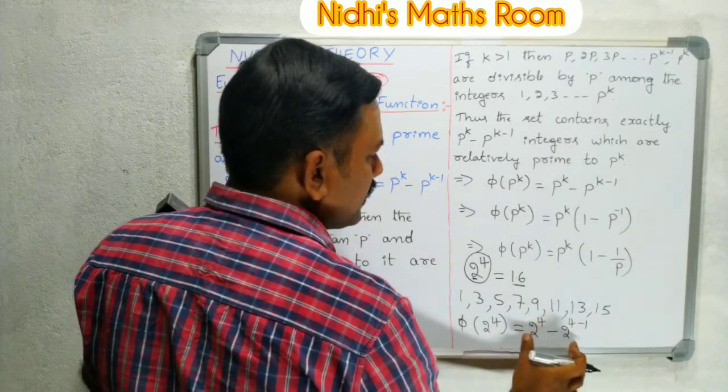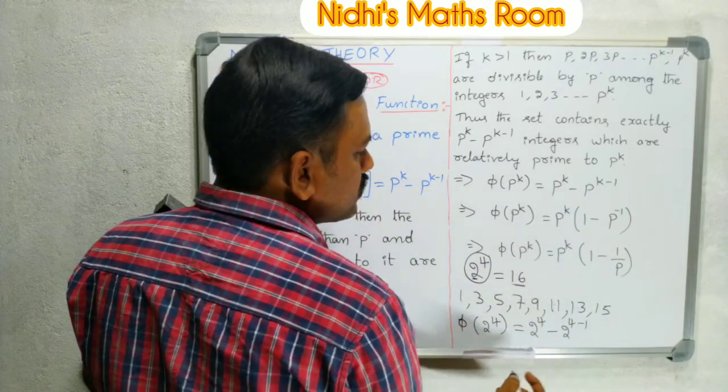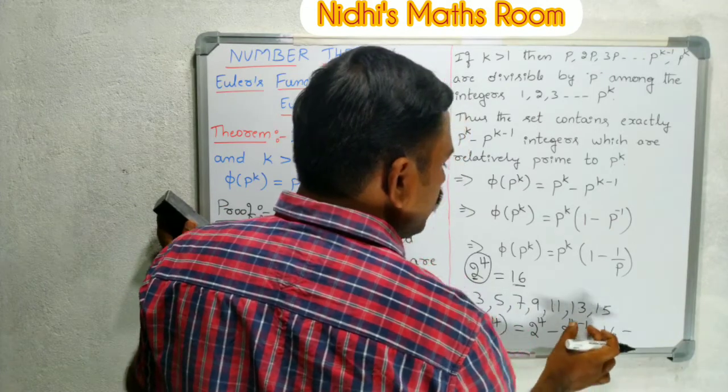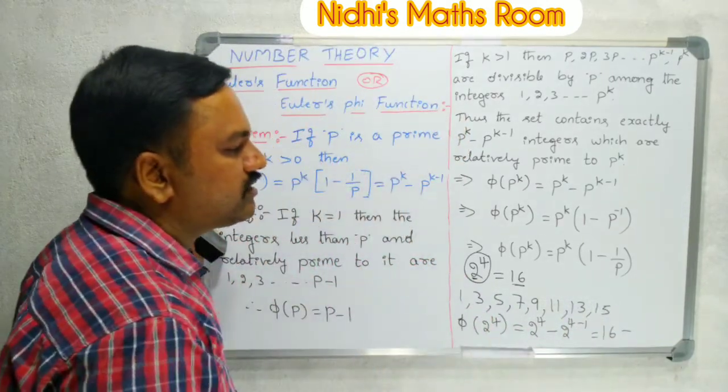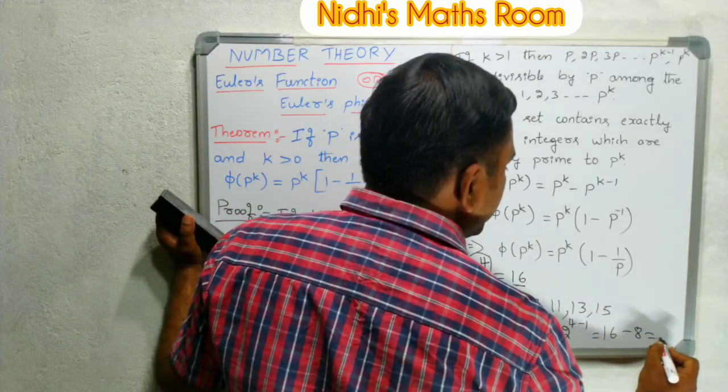Same concept, I am coming with this. Here p is nothing but 2, k is nothing but 4. So 2 power 4 is nothing but 16 minus 2 power 3. 4 minus 1 is 3. 2 power 3 is nothing but 8. 16 minus 8 is 8.